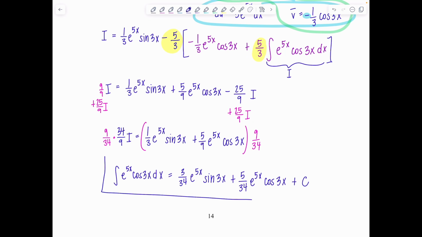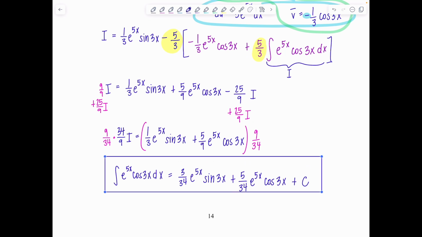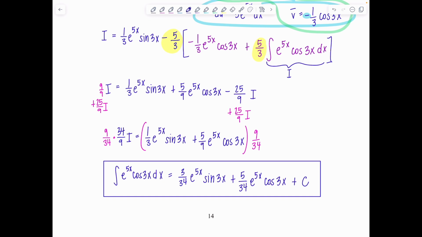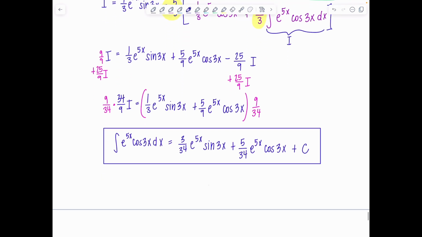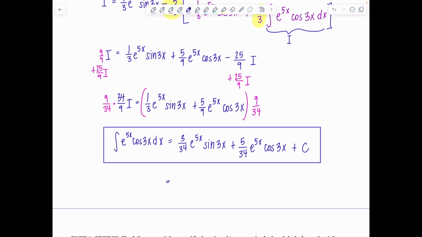I was totally fine if they stopped here. Some of them were just feeling it, taking things to the next level, and they went ahead, they factored and cleaned it up a little bit, and it looked beautiful. They took out e to the 5x over 34 and then wrote it as 3 sine 3x plus 5 cosine 3x plus c. Both got you full 5 out of 5 extra credit.